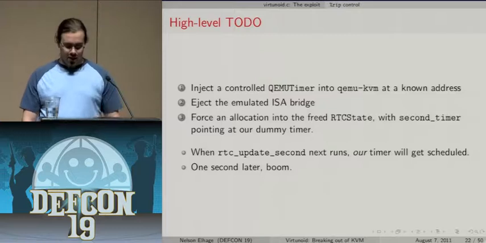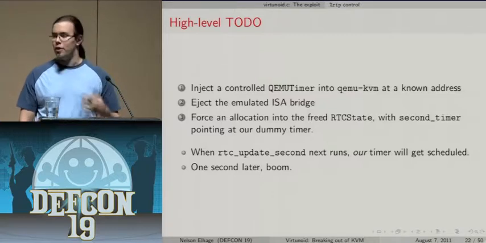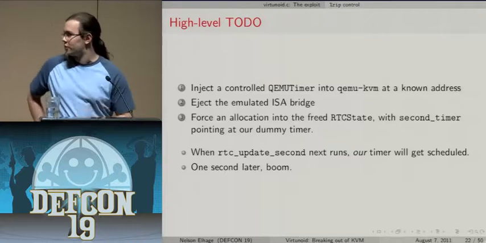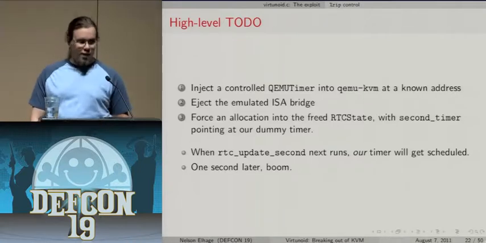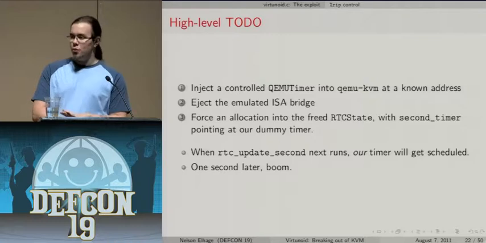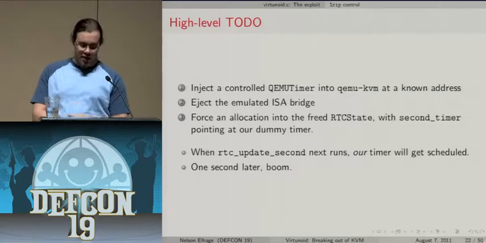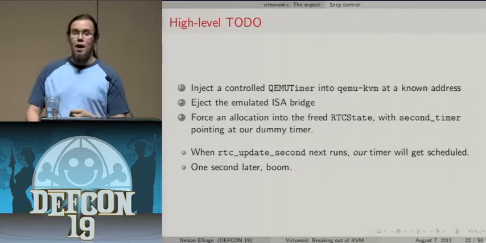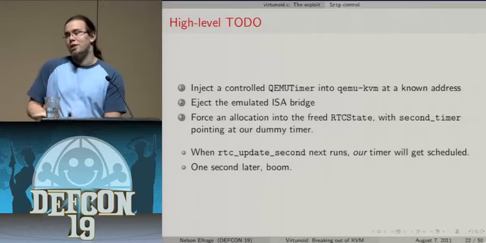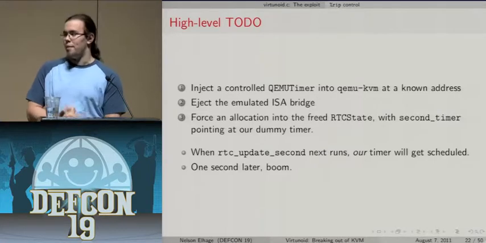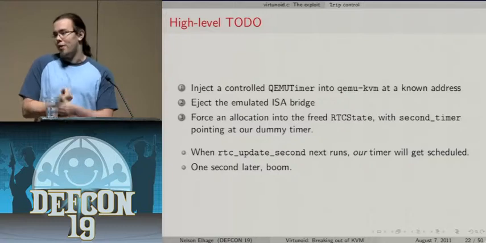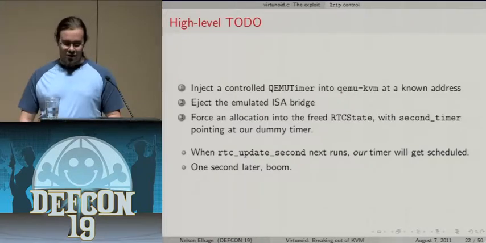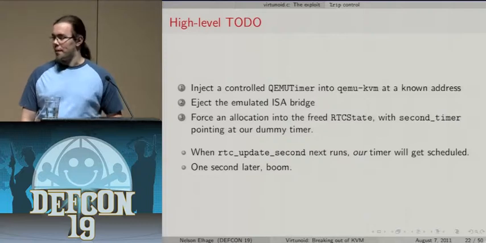So there's 3 steps here. I've already shown you how to do number 2, how to eject the ISA bridge and actually trigger the vulnerability, which leaves 2 things left to talk about. 1, how do we construct fake structures in QEMU KVM's address space? How do we get objects that A, appear in that address space somewhere so that we can write pointers to them, and B, appear at a known address or find out that address so that we can predict it and write that second timer pointer to point at our thing?